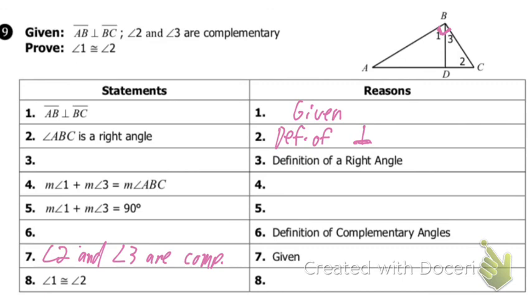Now, I said from 2 to 3, my reasoning is definition of right angle. So if I have words in number 2, what am I going to probably have in number 3? Probably math if I'm using a definition. What's it mean for something to be a right angle? The measure of angle ABC is equal to 90 degrees. For it to be a right angle means it equals 90 degrees.